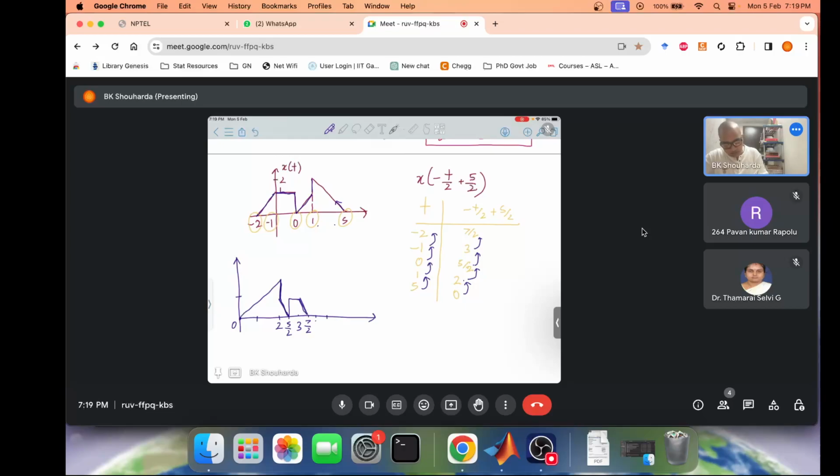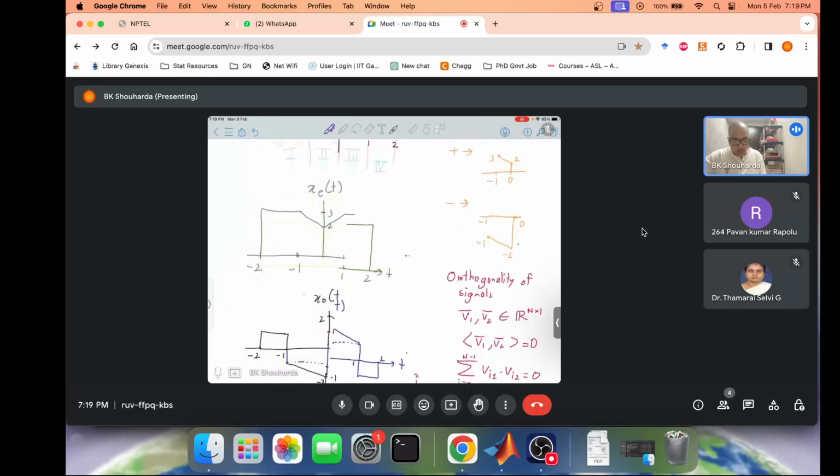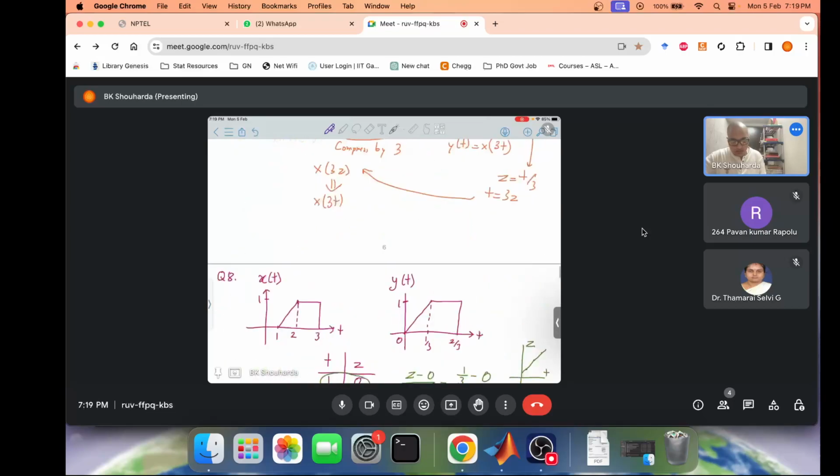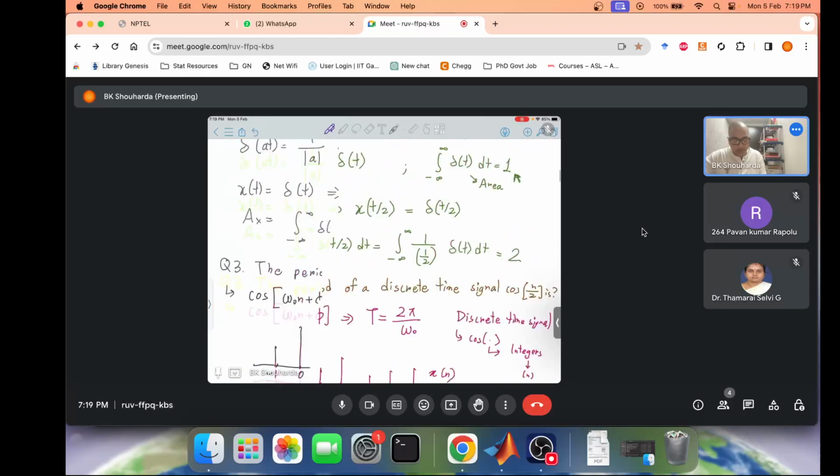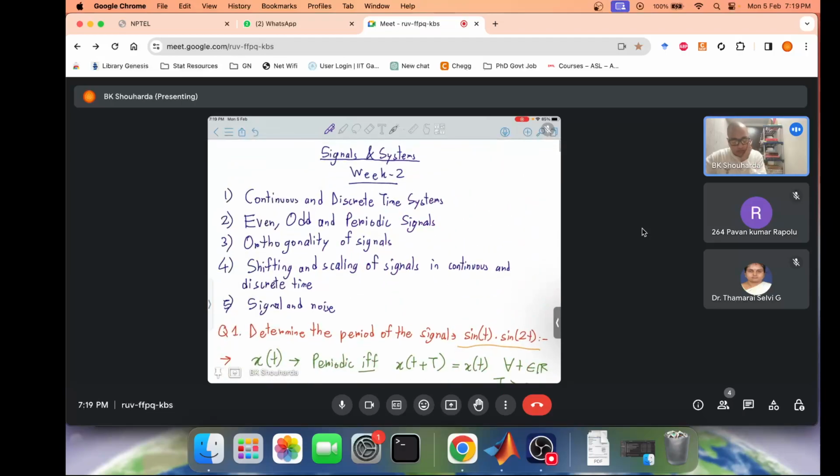Now you have also seen the other way around, that if you are given some transformation, how the signal will look. I hope all the concepts that have been covered are clear to you.